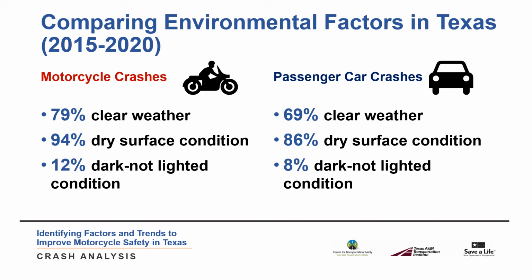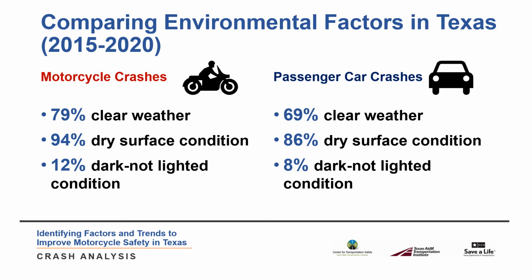What we found is a majority of our motorcycle crashes occurred in clear weather, with approximately 80% occurring in that weather condition, versus 69% of our passenger car crashes occurring in clear weather. Up next, we looked at surface condition and found a majority of motorcycle crashes, with 94%, occur with dry surface conditions versus 86% of our passenger car crashes. These differences may indicate when motorcyclists are out riding, which is typically in beautiful weather when we want to be out on the road, versus bad weather in which riding is not ideal.